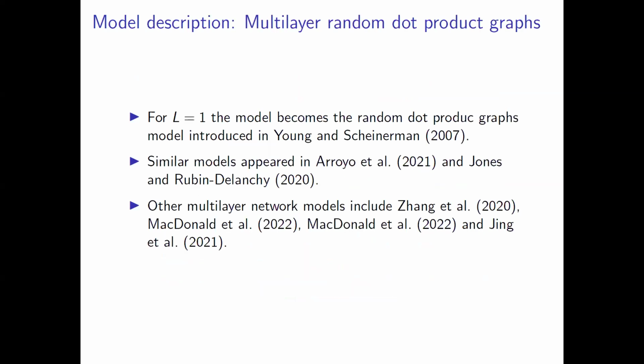Okay, so when L equals 1, the model is just the random dot product graph model introduced in 2007 by Young and Scheinerman. And the model that we wrote is very similar, almost the same as these papers, Arroyo 2021 and this one from 2020. And there are other alternatives in the literature that have some modeling of tensor data as well.